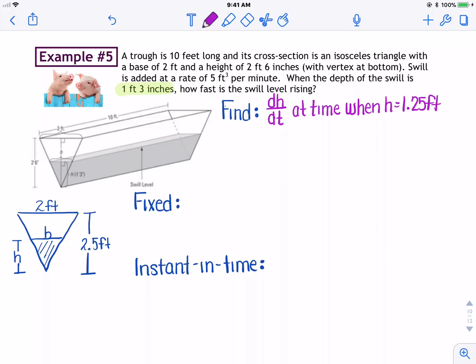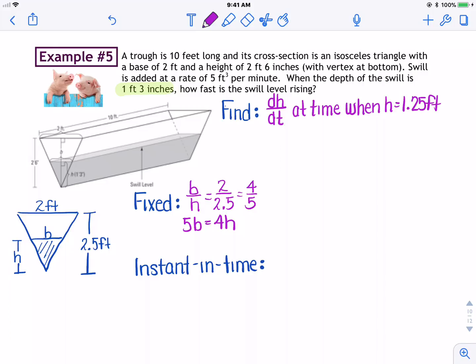So what's fixed? Fixed in the situation for sure is that relationship between the base and the height. That triangle is always going to have a similar triangular prism filling in the trough. And therefore what's fixed is that the relationship of the base of that triangle to the height of that triangle will always be in that fixed ratio of 2 to 2.5, or 4 to 5. So as I go about doing things, I know that 5 times the base will always be 4 times the height. That's going to help me later on when I might need to get some dB/dt or dH/dt's and things like that.